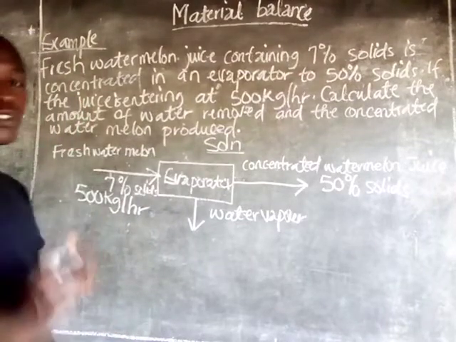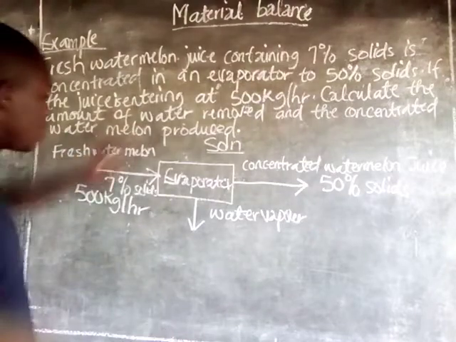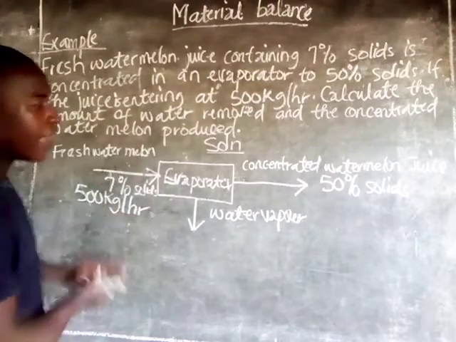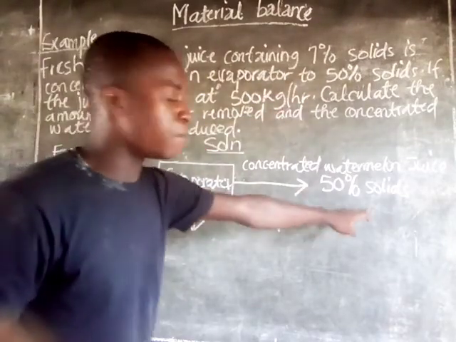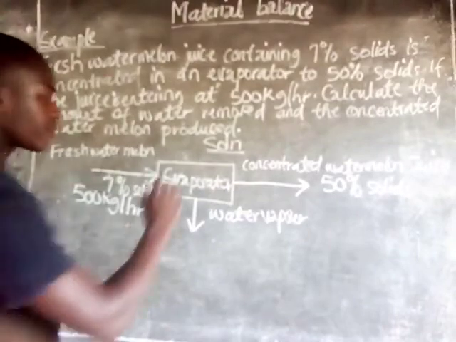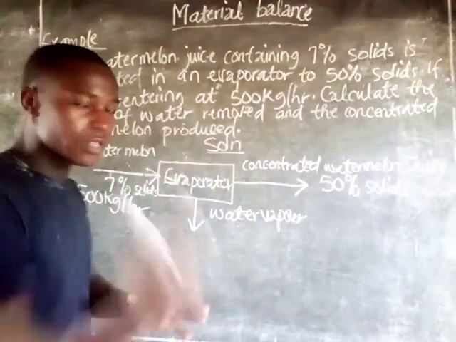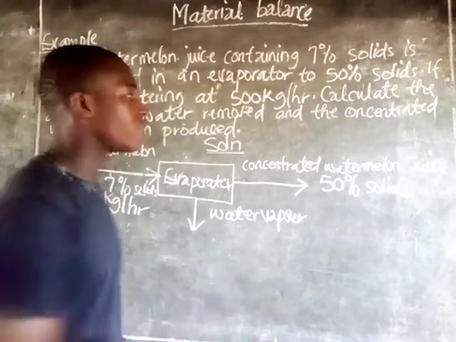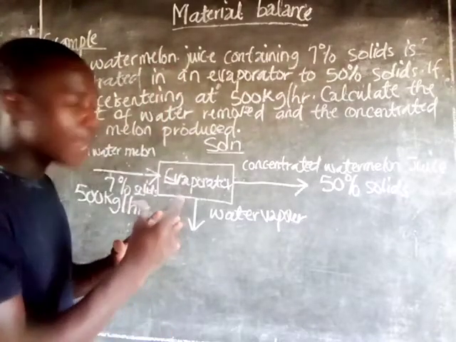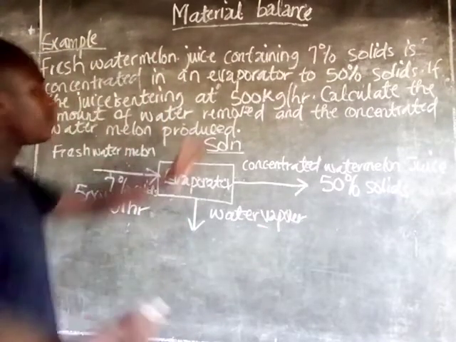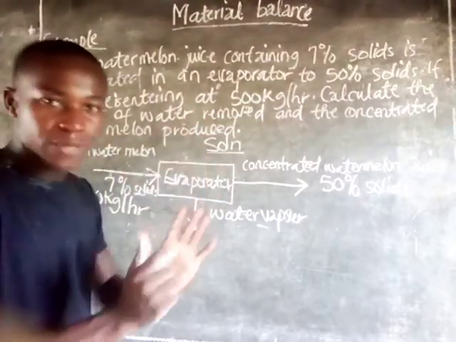And so in this question, we've now gotten our system. Now the fresh watermelon contains 7% solid, and it was concentrated in an evaporator to 50% solid. For it to be concentrated, that means something was lost. And what was lost? That is water vapor. So the question says, calculate the amount of water removed. That is this. And then calculate the concentrated watermelon juice. That is the amount.